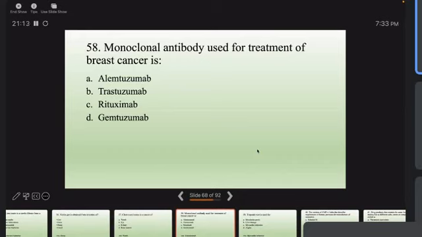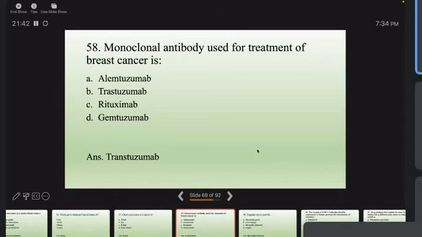Okay, so I'll give you the answer. The answer is trastuzumab. Trastuzumab is for breast cancer, whereas alemtuzumab and gemtuzumab are for blood-related cancers. Especially gemtuzumab is given for non-Hodgkin's lymphoma. There are a lot of clinical trials on this, and it is proven to have very good results. So gemtuzumab and alemtuzumab.